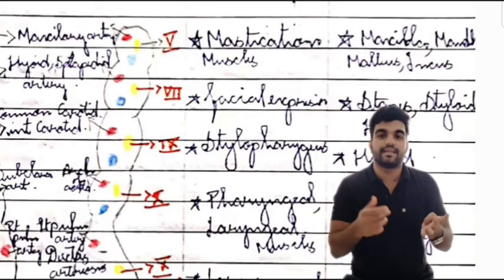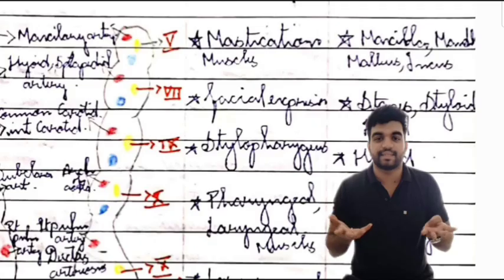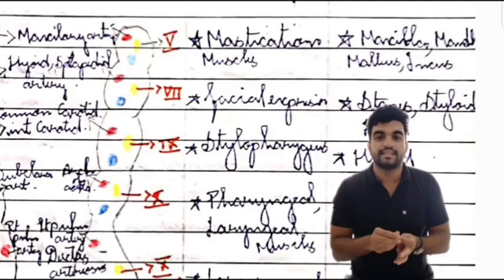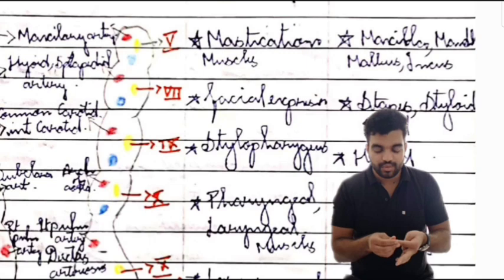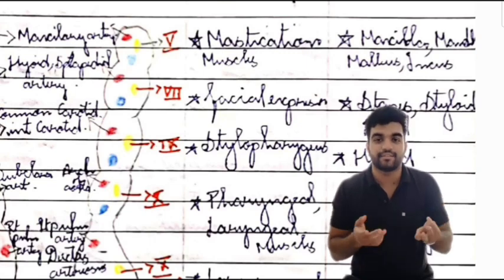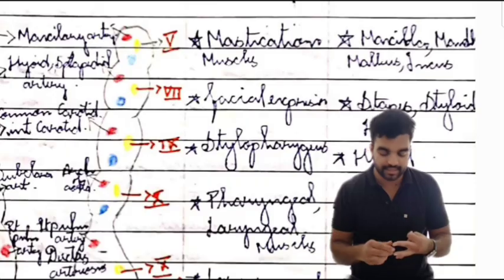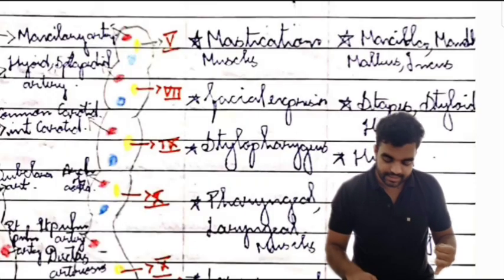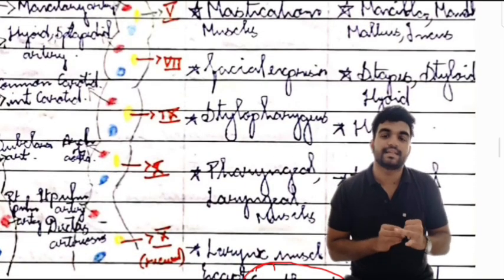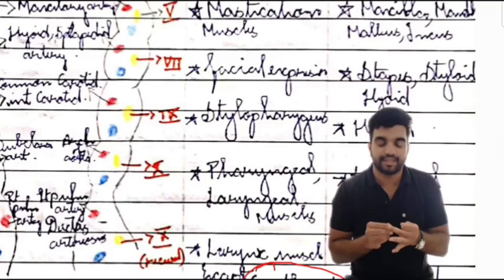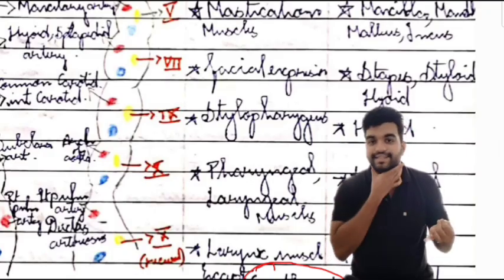5th cranial nerve, what does it supply? Mastication, right? Trigeminal nerve helps in mastication. So that is done. Second pharyngeal arch, what is it supplied by? Facial nerve. What is the second pharyngeal arch give rise to? Facial muscles. That's it. Then moving on to 9th cranial nerve. What does the 9th cranial nerve do? Glossopharyngeal nerve. Glossopharyngeal nerve, stylopharyngeus, pharyngeal muscles, right?